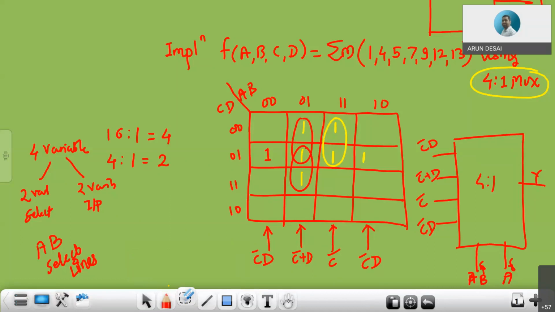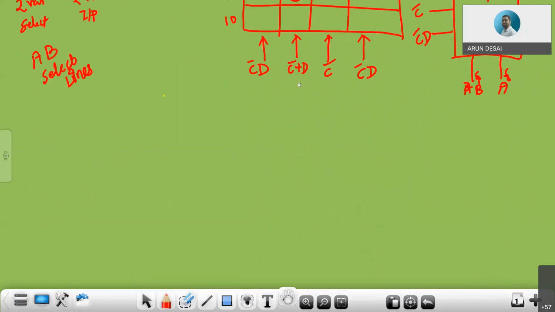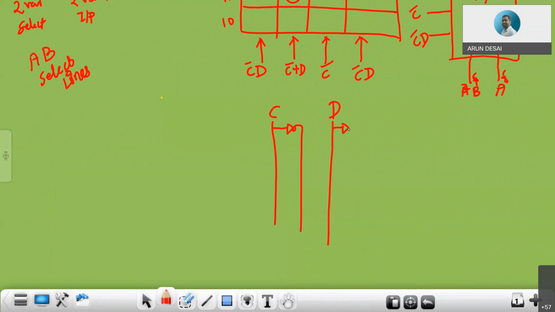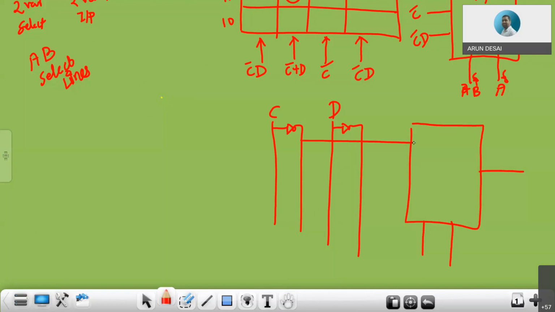Another way, you treat it as C, again C complement, C, C complement, and use this for input lines, right? So first is C complement D and pass it to here and so on, right? You consider this and pass it to the input line.